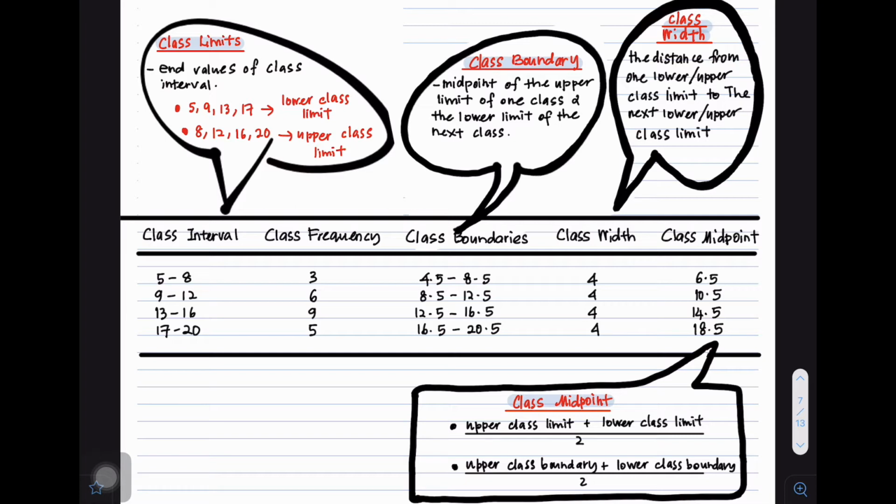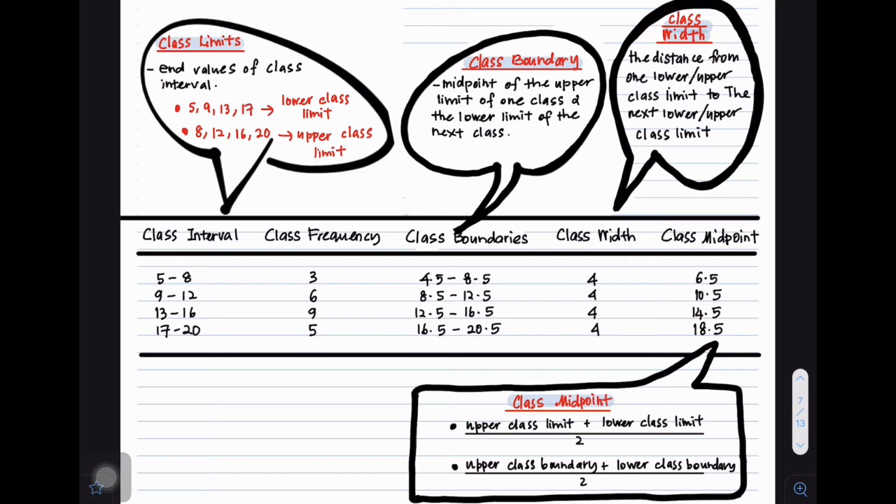The first one is class limit. So what is the class limit? Class limit ni adalah end value of class interval. So you have a class interval. Class interval ini berdasarkan kepada data kita. Contohnya data kita tu mempunyai nilai 5 sampai 20. So kita jadikan dia sebagai kelas-kelas, okay, untuk kita groupkan dia.